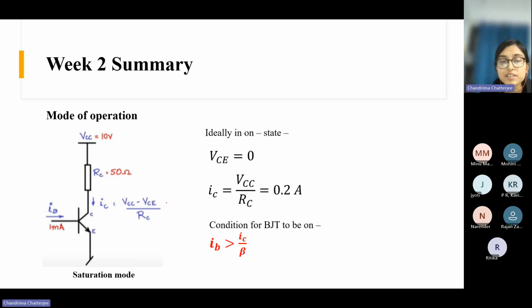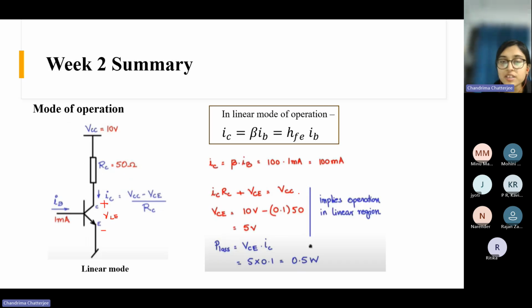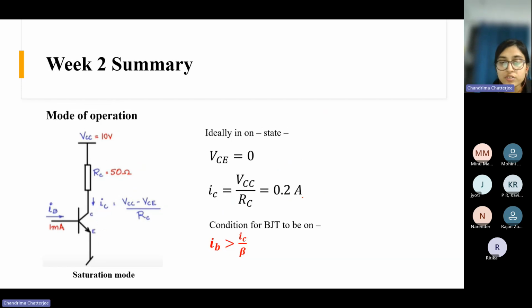When we want to operate it as a switch, ideally there should be no voltage drop across the BJT, because we already saw that for an ideal switch, there shouldn't be any voltage drop when the device is in on condition. So ideally in on condition, VCE should be 0, right? If we assume the same parameters, RC is 50 ohm, VCC is 10 volt, and ideally VCE is 0 volt, the drop across this BJT is 0. Then my IC would be 0.2 ampere. And the condition for saturation region is that your base current should be greater than IC by beta.